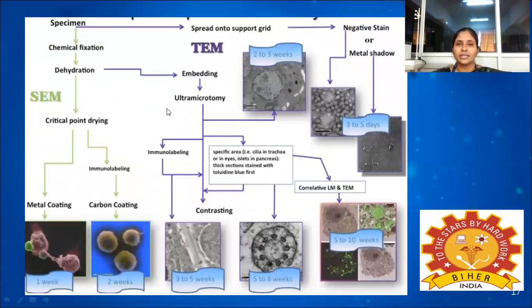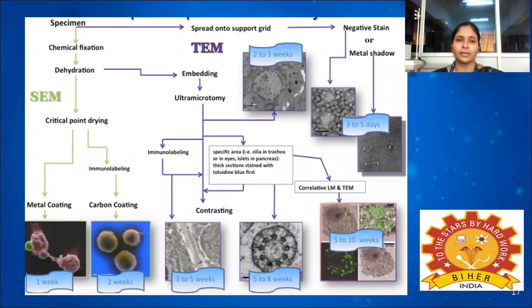This is the schema that is available for transmission electron microscopy and even scanning electron microscopy. Generally, the specimen will be taken and placed onto a grid. Then, after the embedding process, it could be sliced into thin slices using ultramicrotomy. Ultramicrotomy is nothing but a knife that is used to slice the samples.